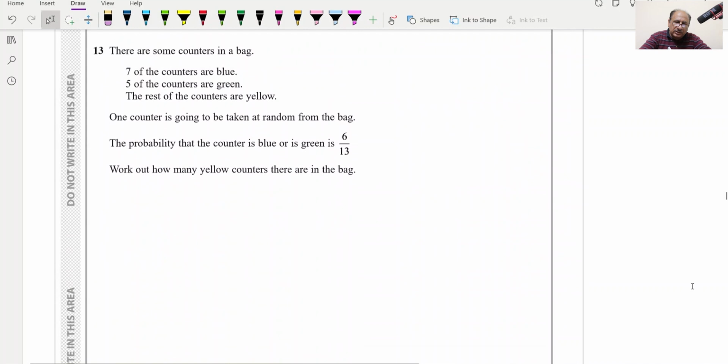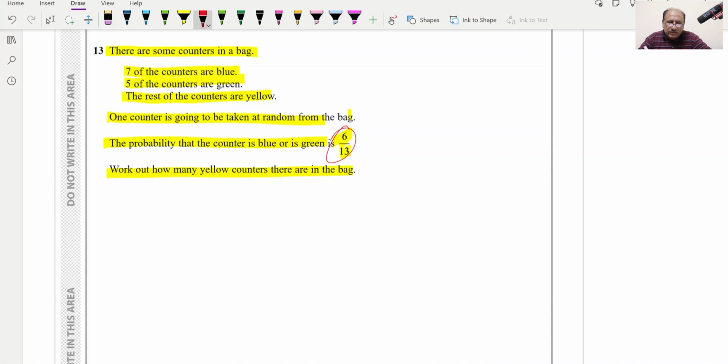Now question number 13 says there are some counters in a bag. 7 of the counters are blue, 5 of the counters are green, the rest of the counters are yellow. One counter is going to be taken at random from the bag. The probability that the counter is blue or is green is 6 by 13. So work out how many yellow counters there are in the bag. So this is a hint for us.